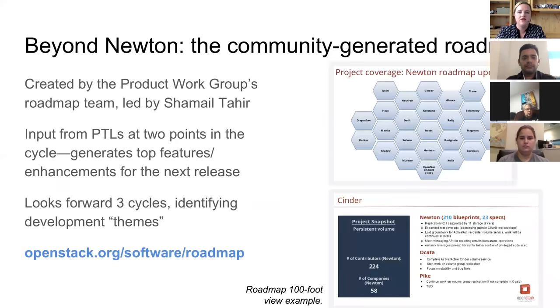We also wanted to give you an opportunity to dig into the community-generated roadmap further. So I've added a couple of slides from that roadmap so you get a sense of which projects are covered. Generally, the roadmap team tries to cover every project with greater than 10% adoption based on the last user survey. And then for every project that it does cover, you get a wealth of information, not only for the Newton release, but looking forward three total cycles into Ocata and Pike.